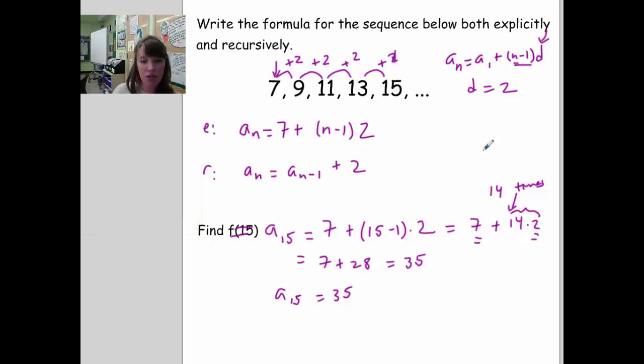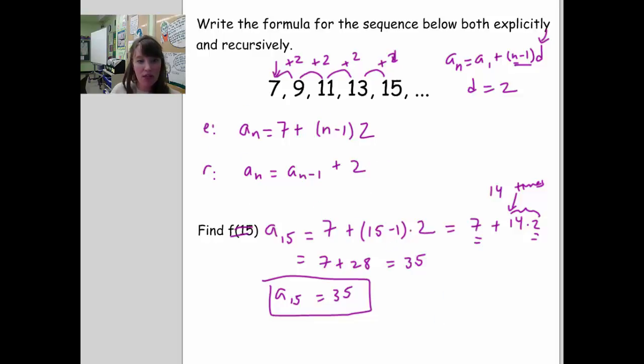In order to find a sub 15, I would have to figure out what a sub 14 was, right? So to get a sub 15, I'd have to find a sub 14, then a sub 13, a sub 12, a sub 11, and so on. So I'm not going to try to find a sub 15 using the recursive formula because it would take a while. Since I already have a sub 15 using the explicit formula, we're all set. But this is how you can write it in terms of the explicit and the recursive formula, because that's what you're going to need to know.